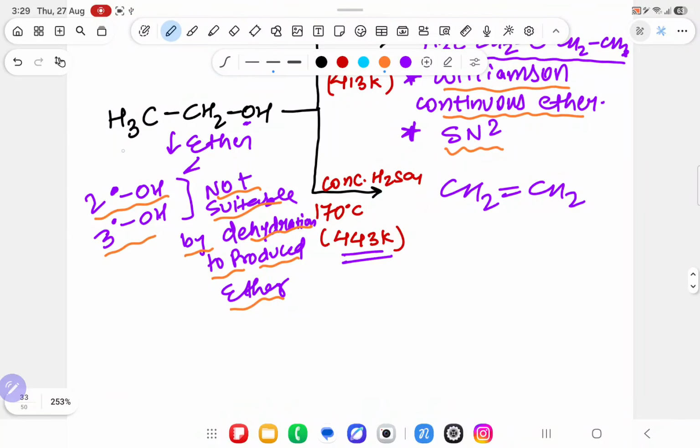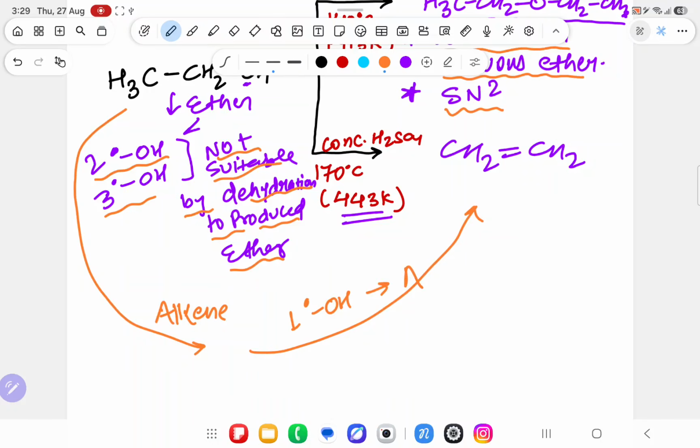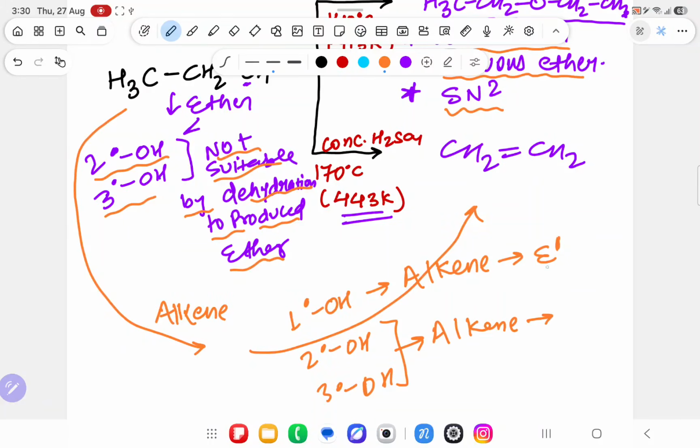But if you have to produce alkene, this as a product, then 1 degree alcohol will give alkene, and it will follow the E1 mechanism. 2 degree alcohol and 3 degree alcohol will also give alkene, but here it will follow the E2 mechanism. Because for E1 you need carbocation, on 1 degree how will you make a carbocation?